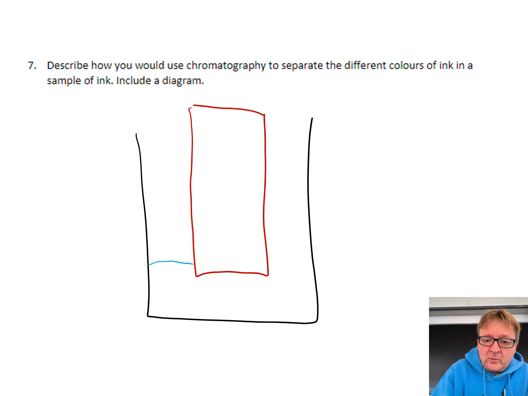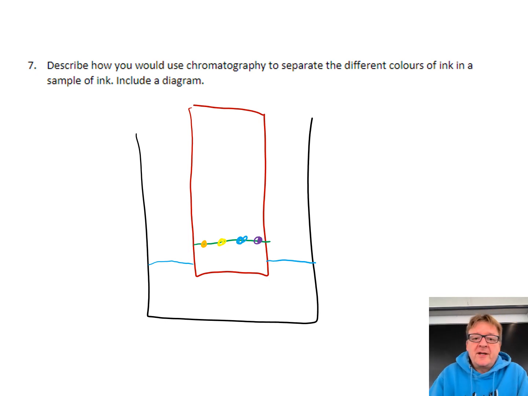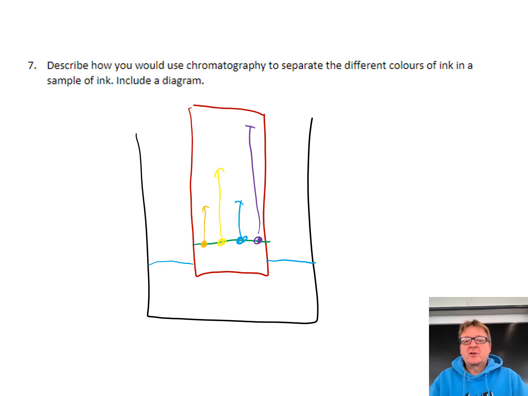Here I've got water, and just above the line where the water is, you draw a line in pencil and you put your different colours of ink on the line, like so. And then what you do is you leave it in there, kind of attached to the top, and the different colours will then move up the piece of paper depending on their solubility. Okay, the one that is most soluble goes the furthest up the piece of paper.